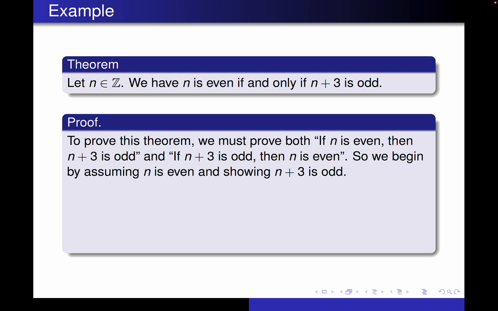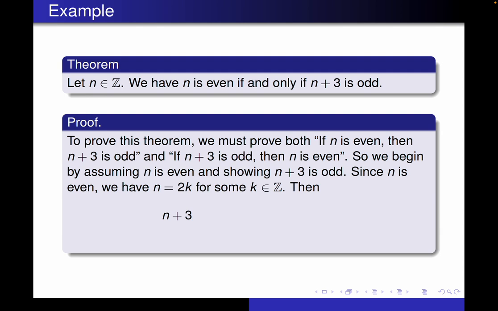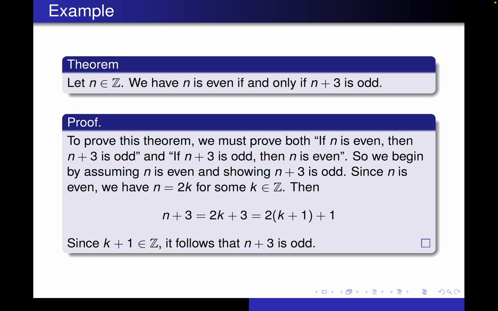So we begin by assuming n is even, this is from the first statement, and showing n plus 3 is odd. Since n is even, we have n equals 2k for some integer k. Then n plus 3 is going to be 2k plus 3. If we do a little bit of algebra magic, we get 2 times k plus 1 plus 1. And since k plus 1 is an integer, k is an integer and 1 is an integer, it follows that n plus 3 is odd by the definition of odd integer.